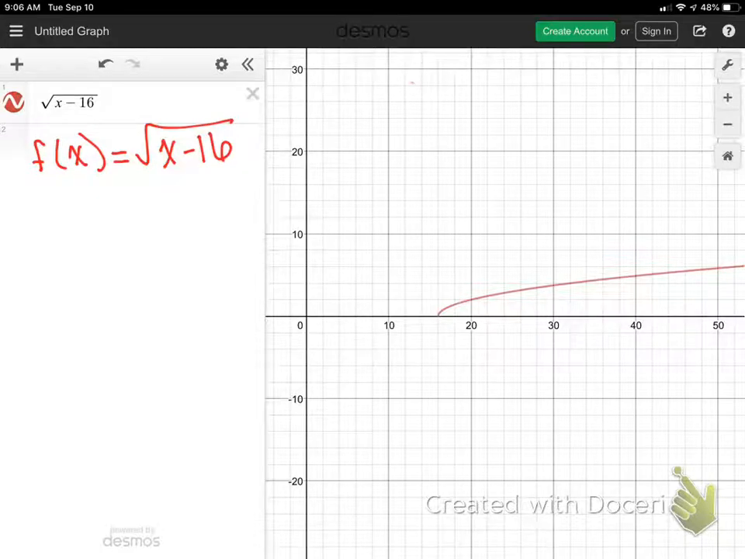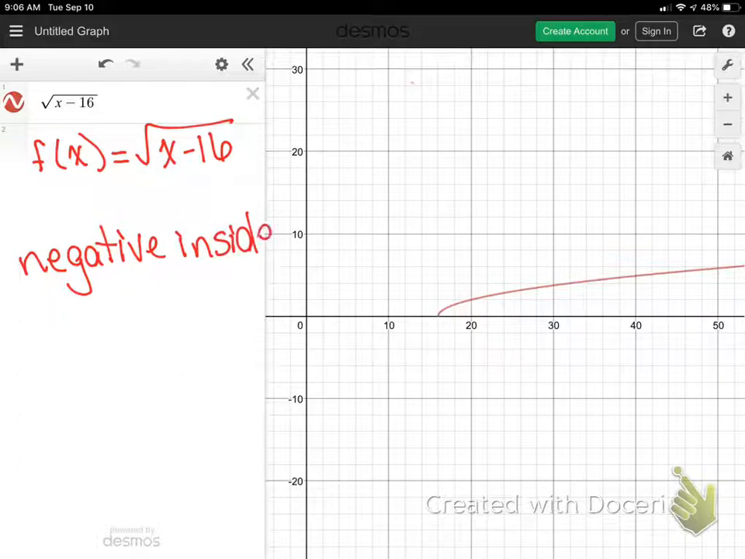But we always forget. We remember that the denominator can't equal 0, but we forget about this one. So what students do is they take that x minus 16 and set it equal to 0. And then they miss the problem because they're not thinking about the rules for square root. So it's two distinct things. Here we cannot have a negative number inside the square root. That is what we cannot have.